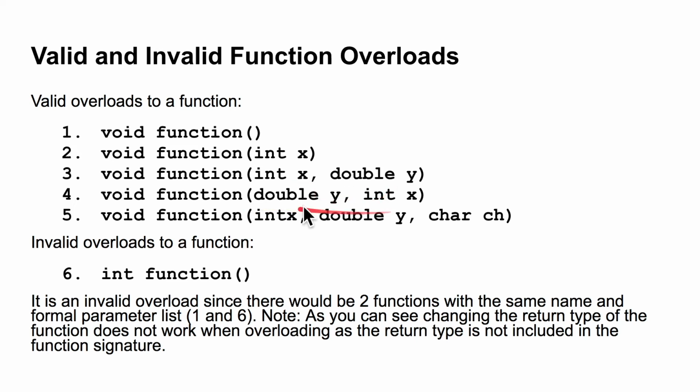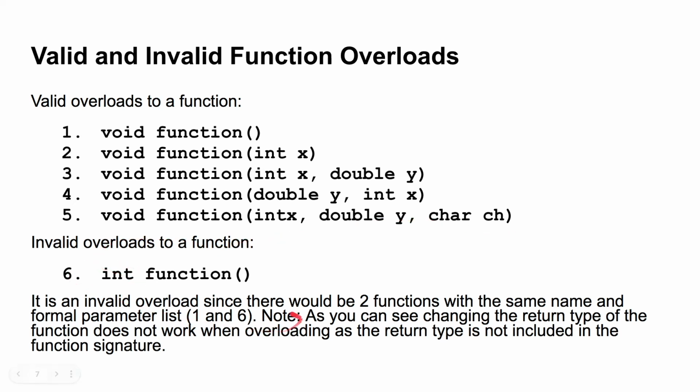But that int and that double are flipped from this example 3 here, so that is still okay. And then in number 5, it is the only one with 3 formal parameters in its list, so we know that the overload is okay.